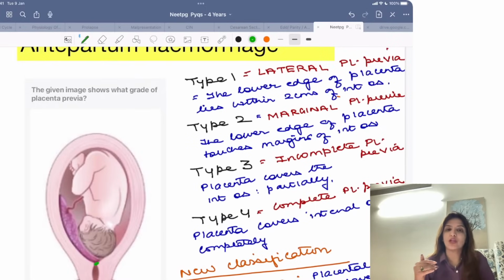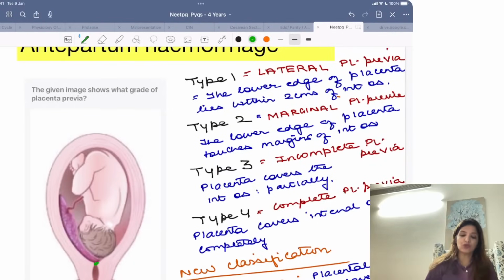type 1, type 2, type 3 and type 4. I'm sure you know type 1 means where the lower edge of the placenta lies within 2 centimeters of the os. Type 1 is also called lateral placenta previa. If the placenta touches the margins of the internal os, that is type 2. If the placenta covers the internal os incompletely, that's type 3, and if it covers it completely, that's type 4. Type 1 is lateral, type 2 is marginal, type 3 is incomplete, and type 4 is complete placenta previa, or central placenta previa.